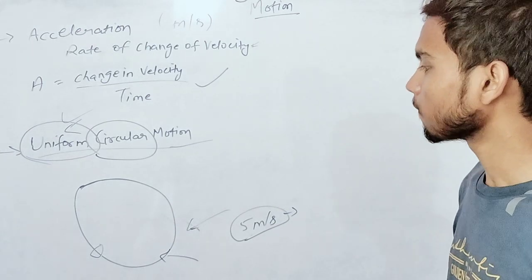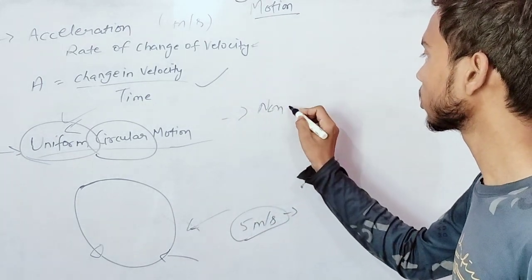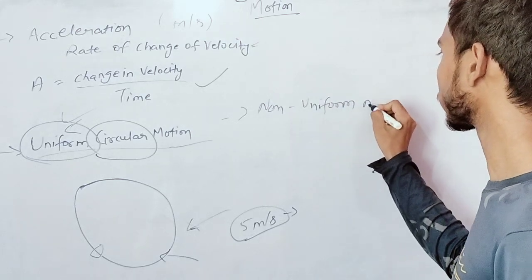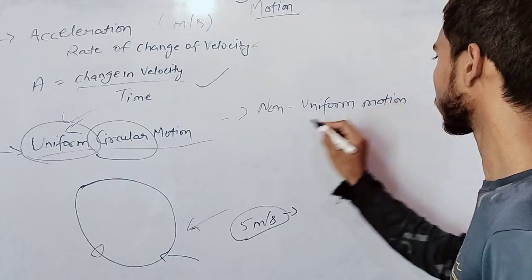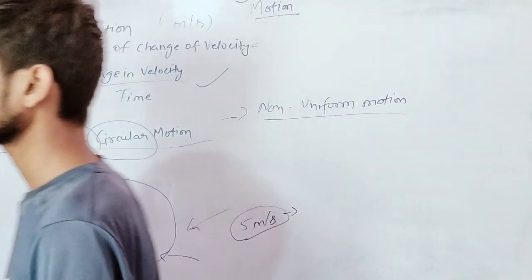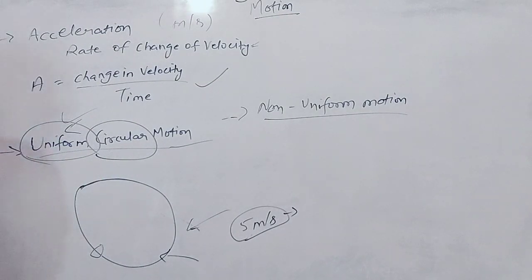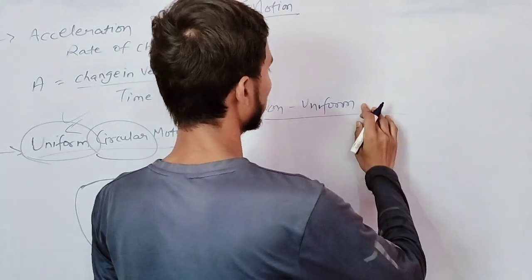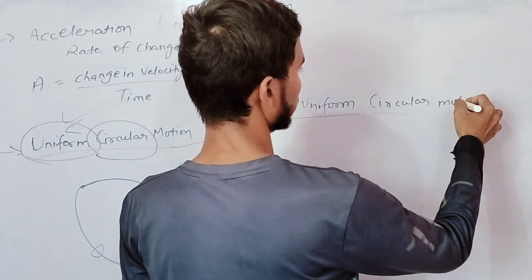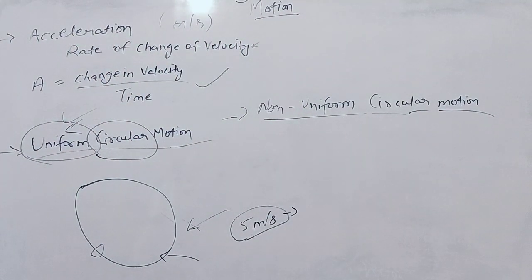Okay. One more. What about non-uniform motion? Can you tell me what will be the difference between them? Hold on. Non-uniform circular motion. Circular motion. Clear?